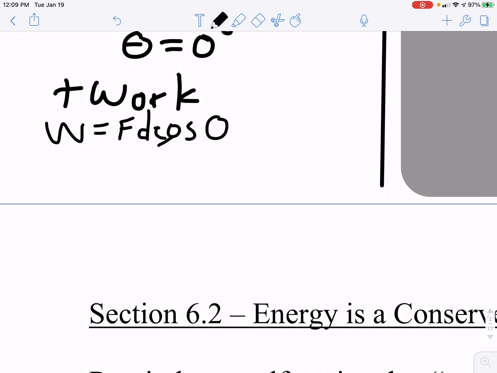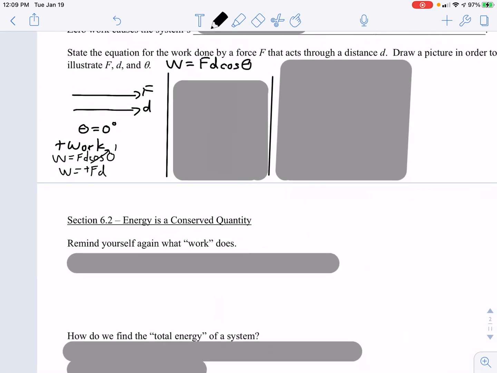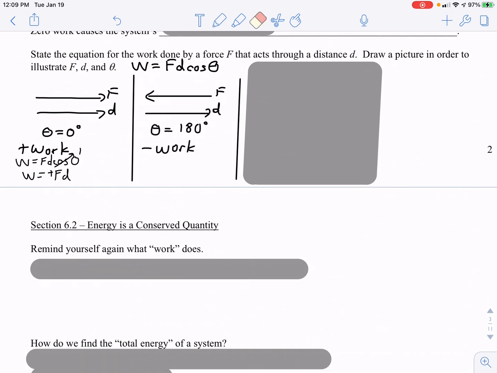The cosine of 0 is 1. Therefore, this just becomes force times distance. Positive force times distance, therefore positive work. When a force is going opposite to displacement, we would refer to this as an anti-parallel force. Negative work results.